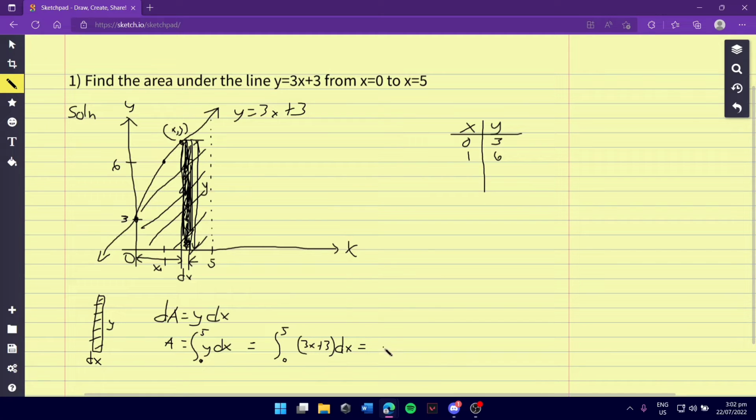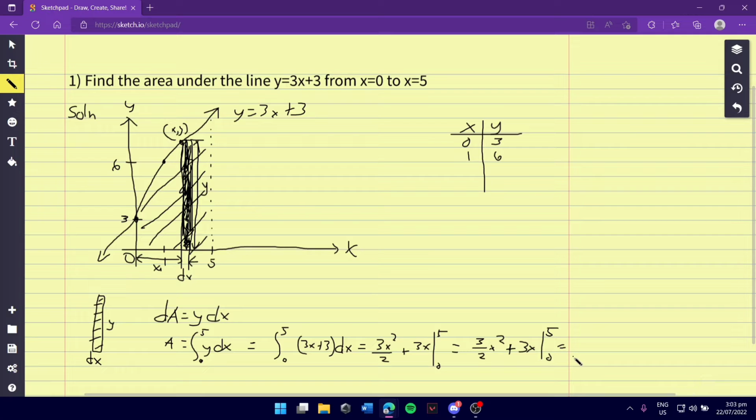The integral of 3x is 3x squared over 2. And then the integral of 3 here is 3x. And then from 0 to 5. The limits from 0 to 5. So next, we simplify this. It becomes 3 halves x squared plus 3x. So next, from 0 to 5.